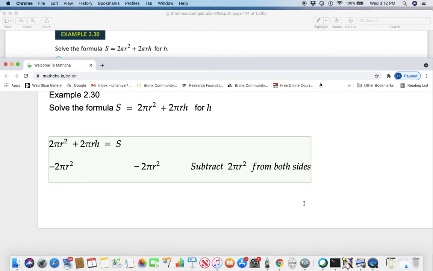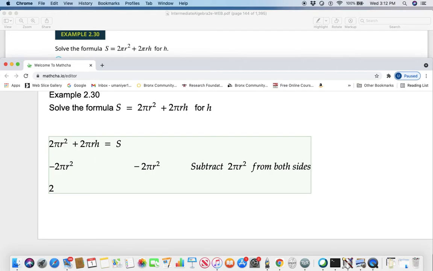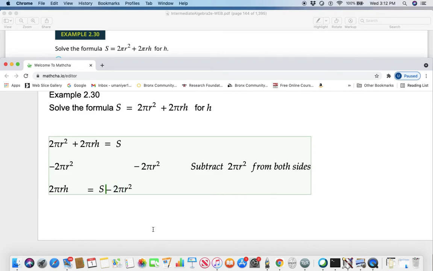Once you do that, these two cancel. You are left with 2 pi r h, and on the right, s minus 2 pi r squared. Now all I want to do is isolate h. I want to remove 2 pi r. They are all multiplying h, so divide both sides by 2 pi r.